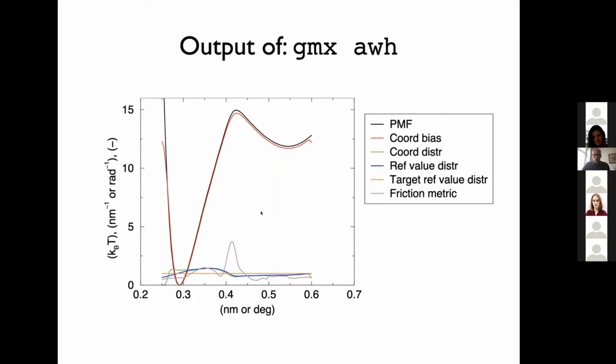Then finally, there's something which we call the friction metric, which I don't explain in this presentation due to lack of time, but it tells you how high the friction is, or how difficult it is to sample along the reaction coordinate. This is very useful, since it can give you insight into what's going on in the system. Here you see that the friction metric is quite low in the minimum around here, and also quite low outside. There's a peak here, and it is approximately where the peak in the potential of mean force is in this case.